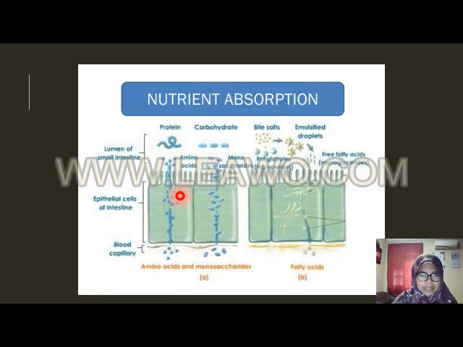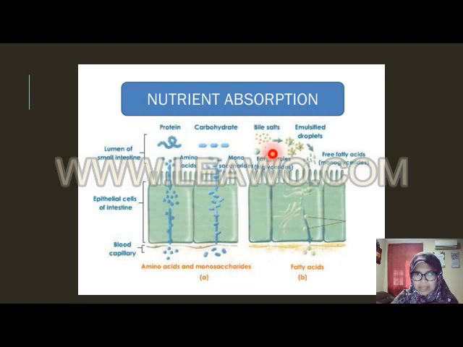Okay, so these coming two slides are the summaries of the digestion and also absorption of the nutrients. We can see here proteins in the lumen of the small intestine will be absorbed in the form of amino acids, and then absorbed by the blood capillaries. Also, carbohydrates are absorbed as monosaccharides, referring to glucose, fructose, and galactose, and they will be absorbed by the small intestine cells, and then further absorbed into the blood capillaries.